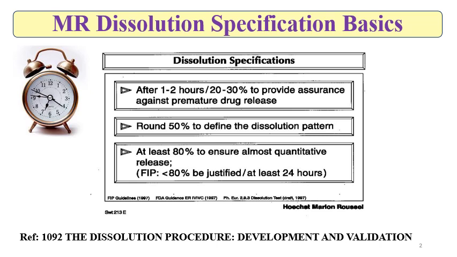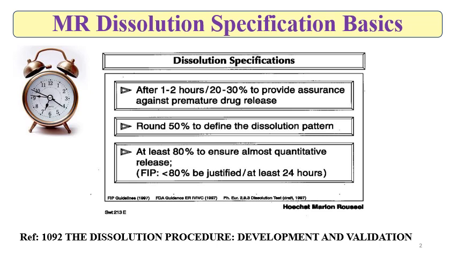See here, the dissolution specification has 3 time points. First is after 1 to 2 hours, which involves 20 to 30% drug release, and this is required to provide the assurance against premature drug release, that means dose dumping.